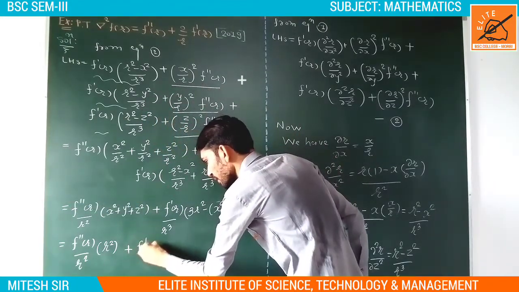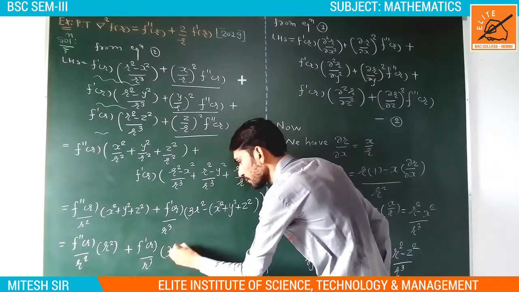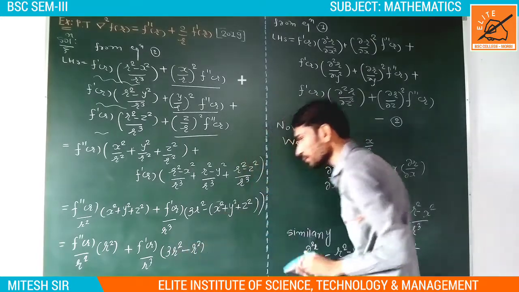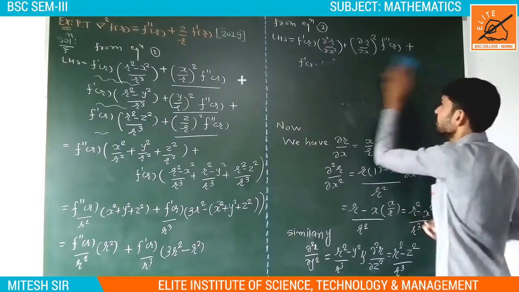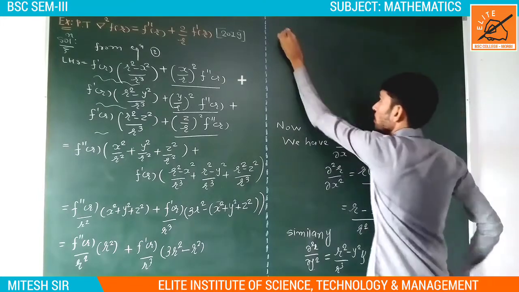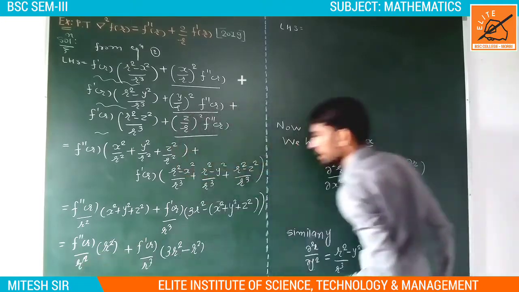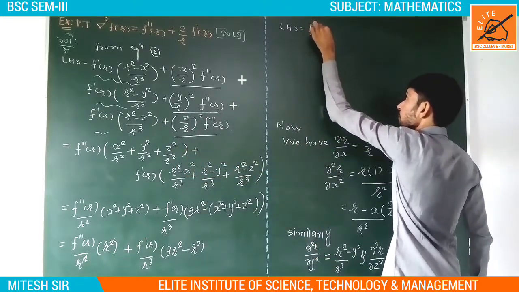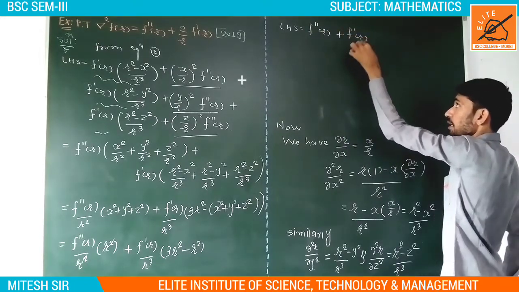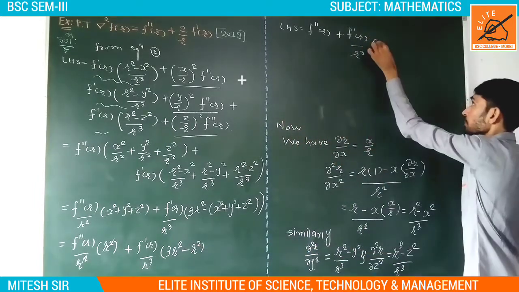Similarly here, f dash r as it is upon r cube. Now see, 3r square as it is minus x square plus y square plus z square, which is nothing but r square. So LHS is equal to, here r square cancels, remaining f double dash r plus f dash r upon r cube, 3r square minus r square remains 2r square.